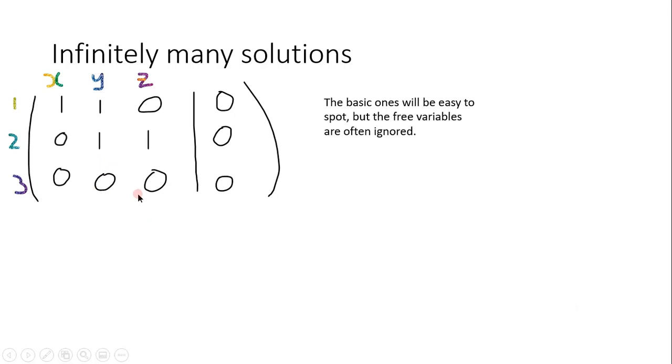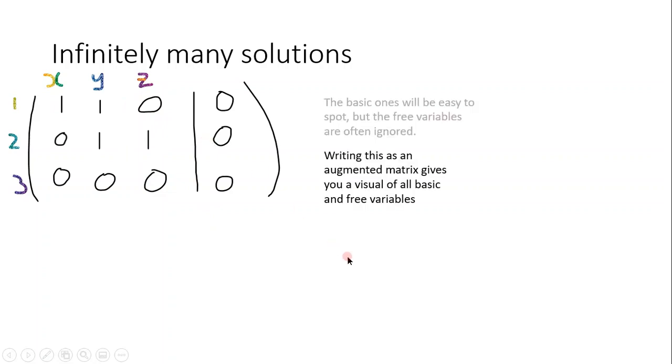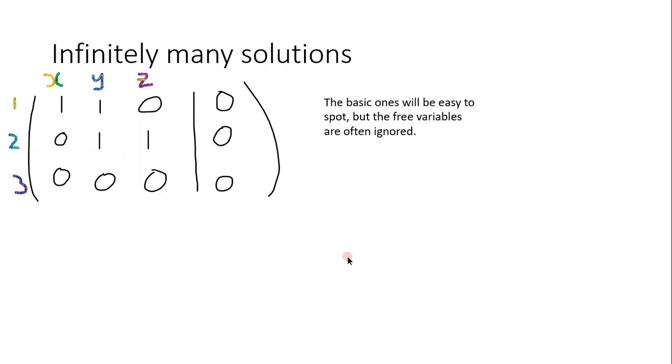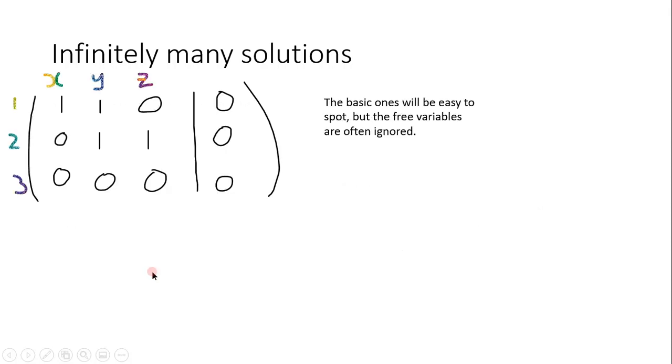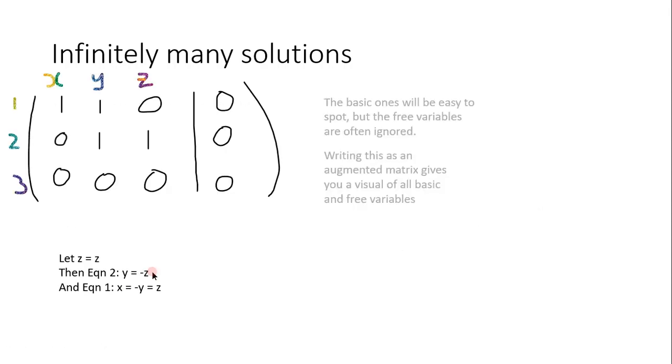So, the basic ones will be easy to spot, but the free variables are often ignored. Writing this as an augmented matrix gives you a visual of all basic and free variables, which is why you need to write down all the missing equations. Of course they're not actually missing, but that's why they're enclosed. Now, what we do when we have a row of zeros is that we just let that variable equal itself, because it can be anything. It's a free variable, it's free roaming.